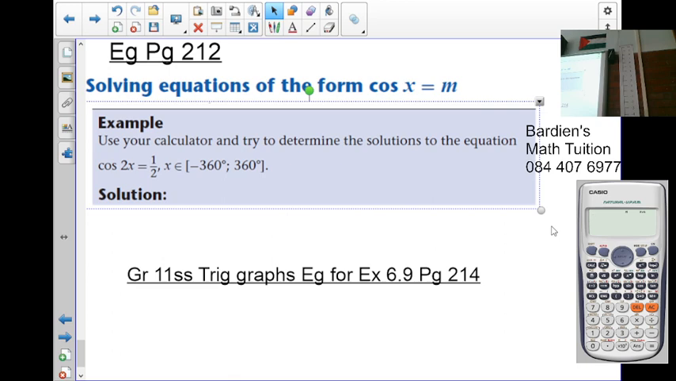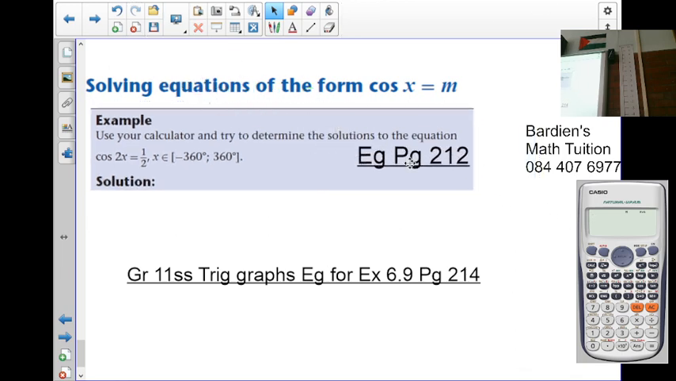Okay. So it says use your calculator and try to determine the solutions to the equation cos 2x is equal to a half, for x an element of negative 360 to 360. I think they actually meant to have said without the use of a calculator. Why? Because cos of 2x is equal to a half. We know cos of what is a half? 60. So then your reference angle for 2x is 60. So I think they probably meant to have written without the use of a calculator. Because normally when they give you these special ratios, the special angles, they indicate it without the use of a calculator.